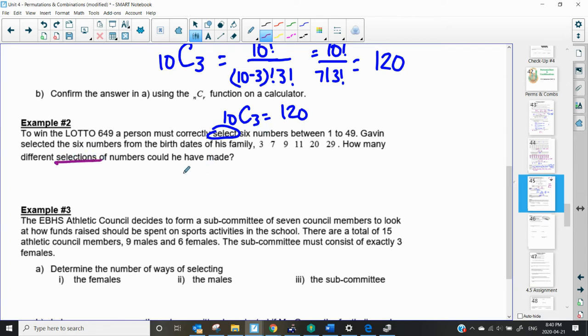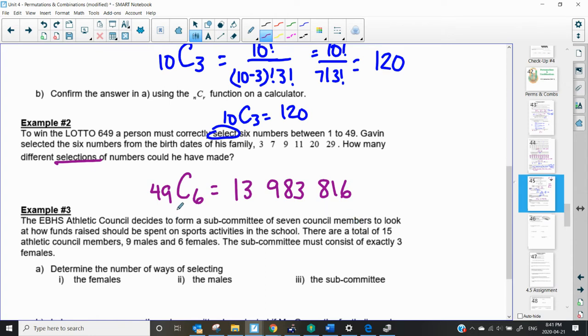So he's taking 6 numbers out of 49. So from 1 to 49, there's 49 numbers. He's going to choose 6 of them. So order doesn't matter because he's selecting them. Order doesn't matter. But of those 49 numbers, he's choosing 6. So how many combinations are there? If we put that in our calculator, 13,983,816. I definitely think my parents need a new retirement plan.